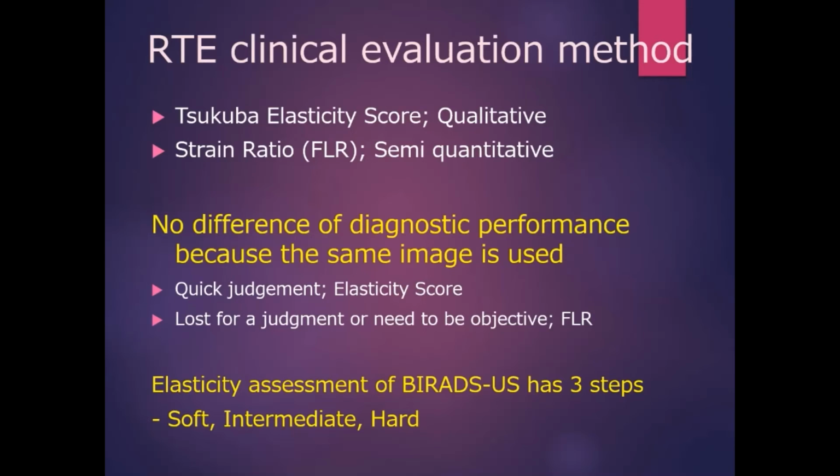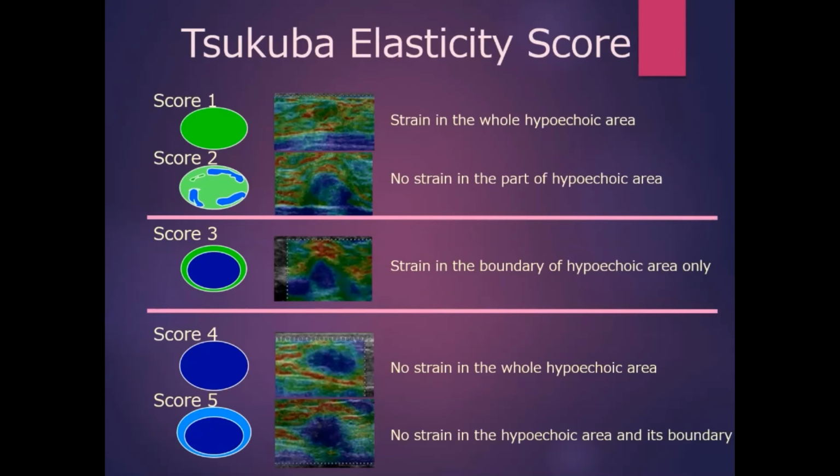Virals US has 3 steps of elasticity assessment: soft, intermediate, and hard. I'll show the definition, the schema, and clinical cases of Tsukuba elasticity score. Score 1 and 2 correspond to soft or virus, score 3 to intermediate, and score 4 and 5 to hard.